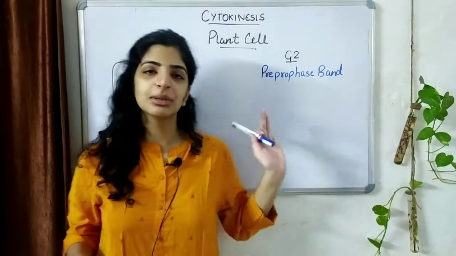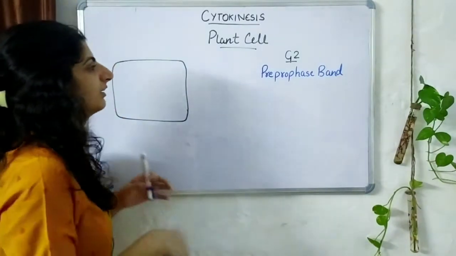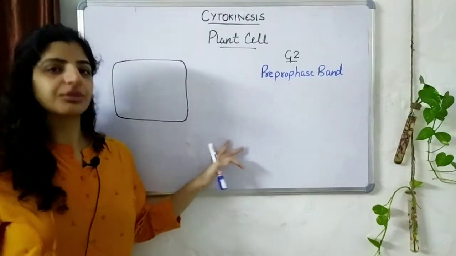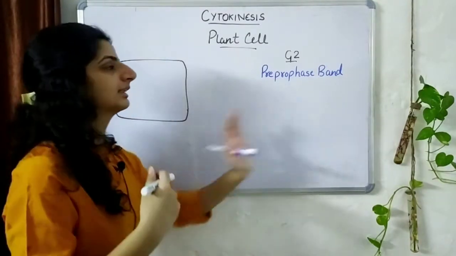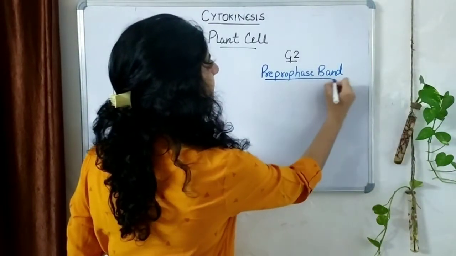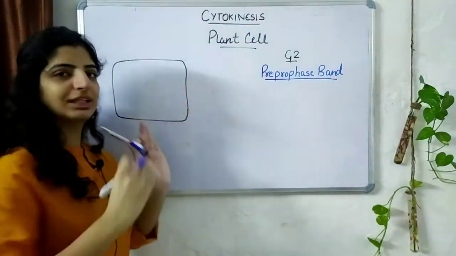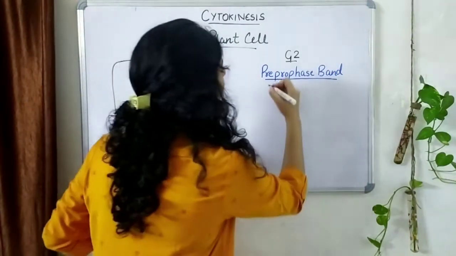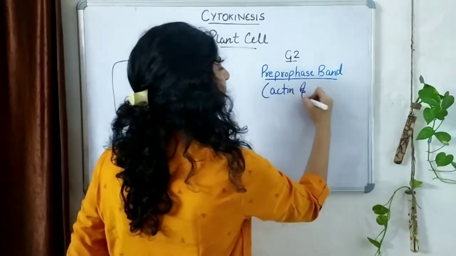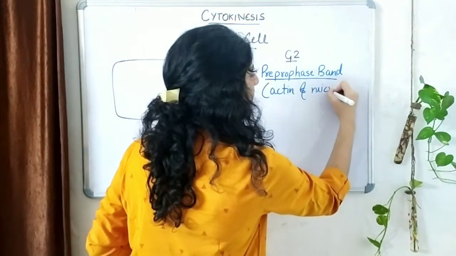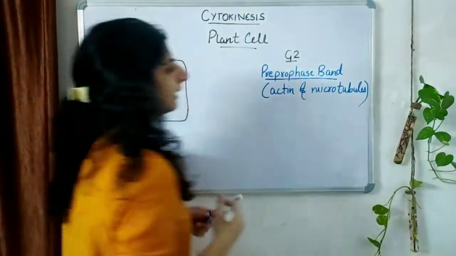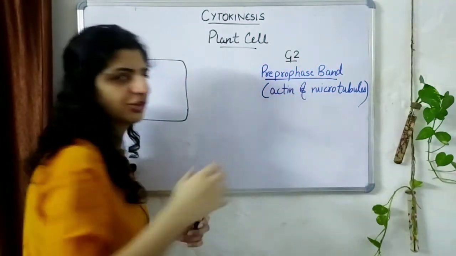As I just mentioned, the plant cell will have a cell wall and therefore cleavage is not possible. The preparation for the division in a plant cell starts in the G2 phase. There is a formation of a pre-prophase band just beneath the plasma membrane with the help of actin and some microtubules. This sets the division plane.